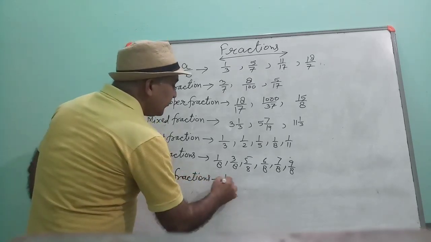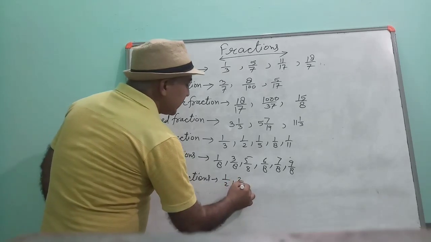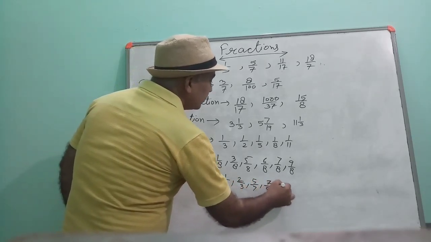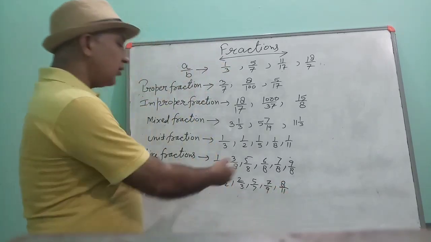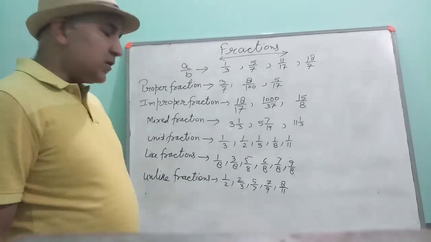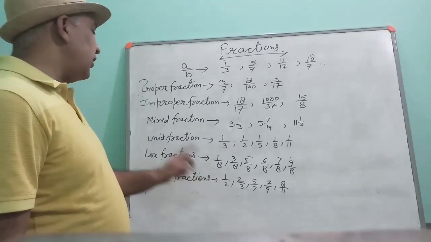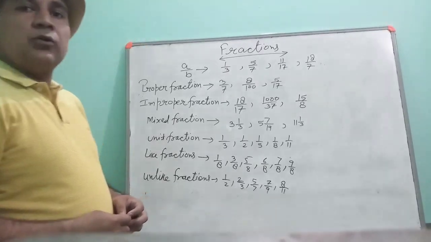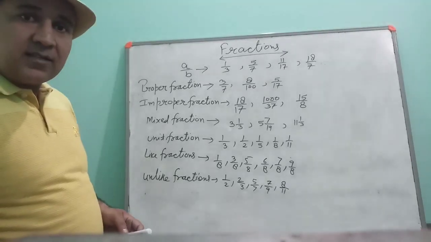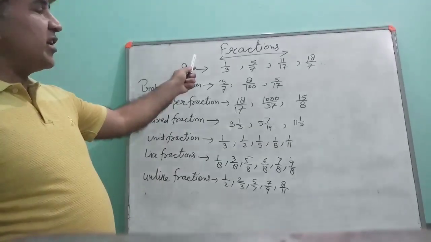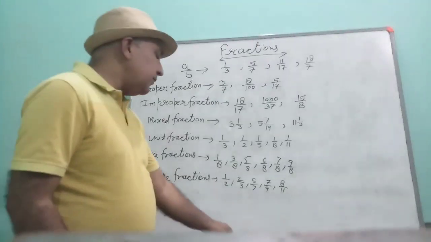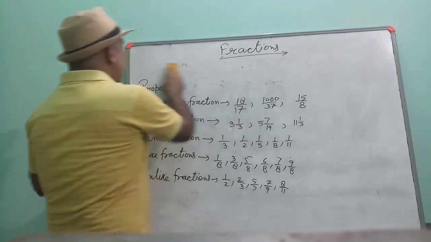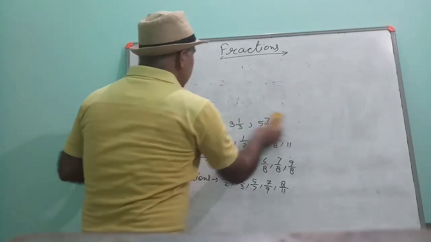What? If denominators are unequal. See here. You can see all the denominators are unequal. So these fractions are called unlike fractions. Understood? Now we are going to start your next exercise. In this chapter there are two exercises only. And in one exercise multiplication and in another exercise division questions are there.